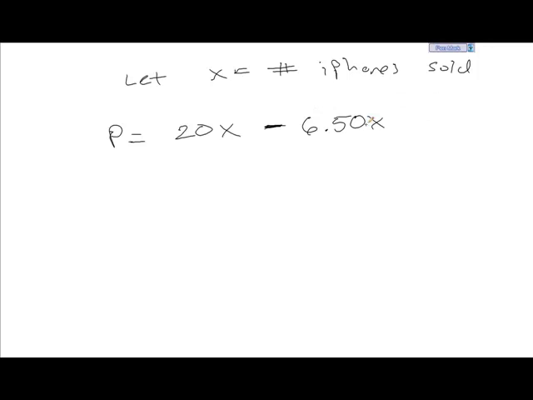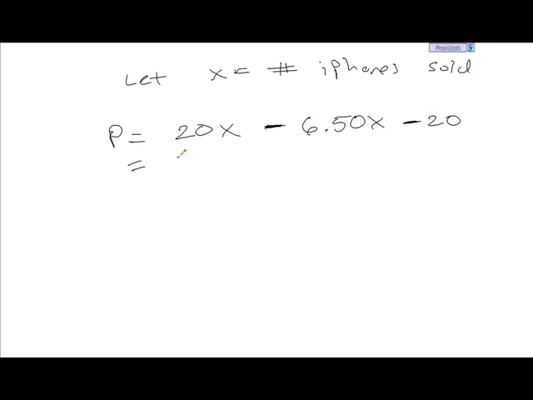Then we also have stated that there's an overhead cost of $20, as a function of that happening in one day. So the profit in one day is given by 20 times the number of phones sold, minus the cost to have an employee sell those iPhones, minus a $20 overhead expense, whatever that might be for.